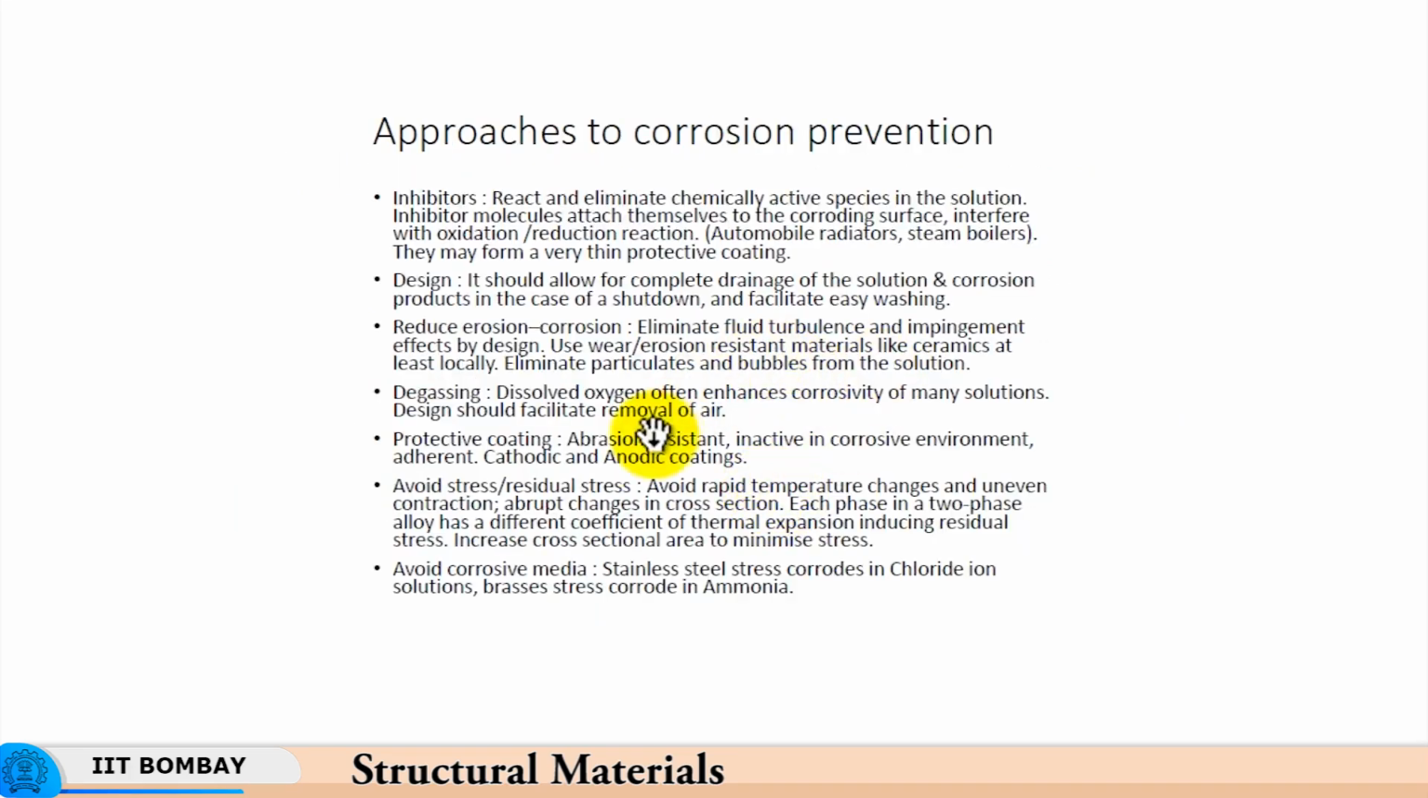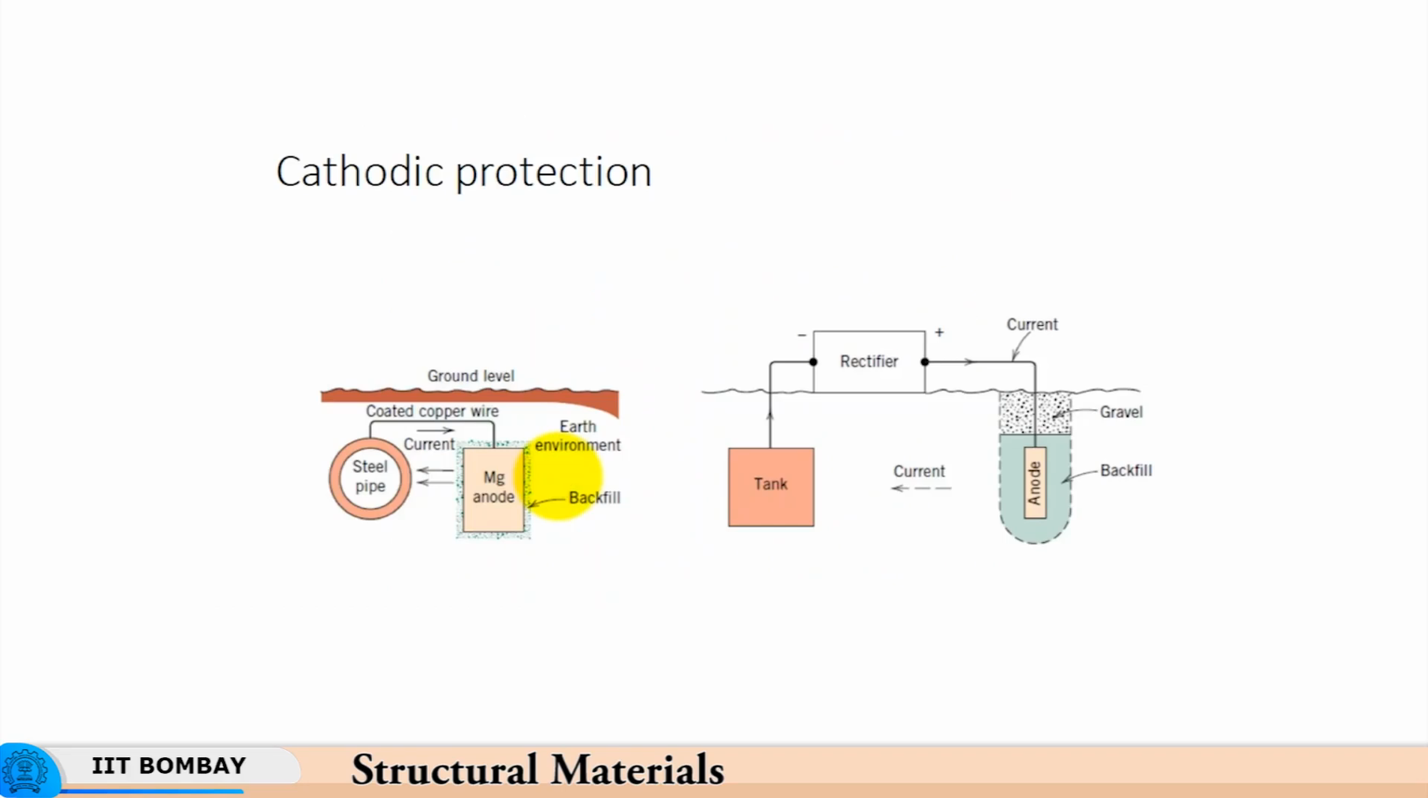painting for example, or inhibitors or protective coatings and so on, because that will require an enormous amount of surface to be coated in a very uniform manner. Plus you would like to not indulge in maintenance of these structures too frequently, and therefore it is important to connect this negative terminal here and make it into a cathode and protect it.